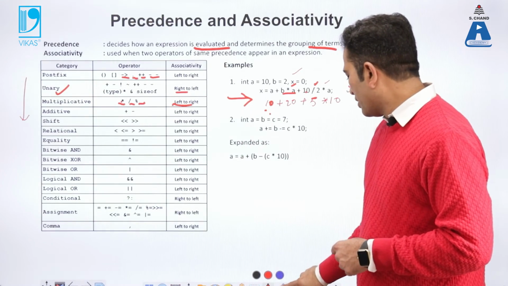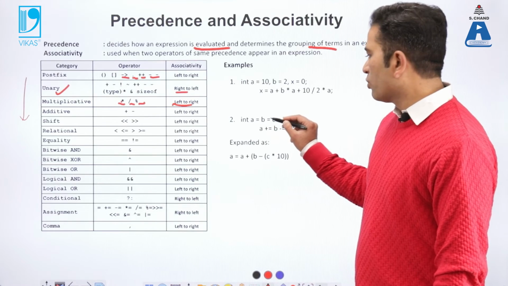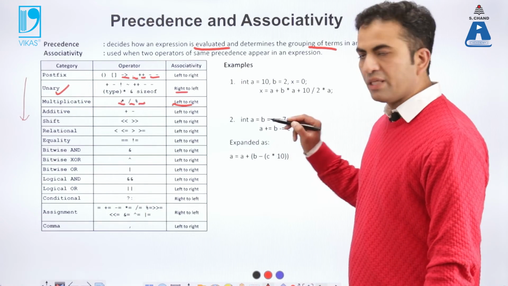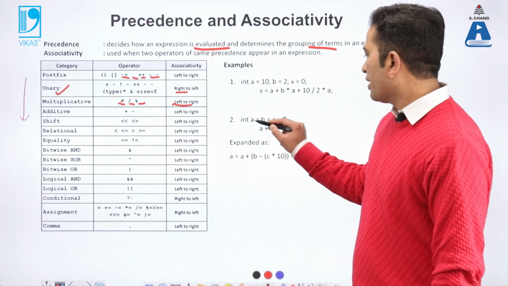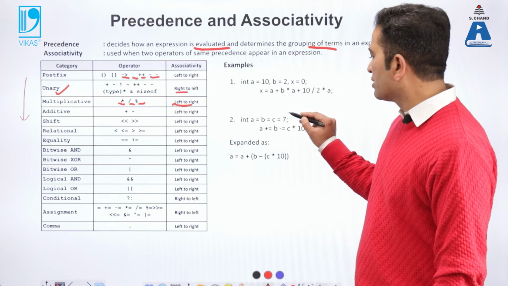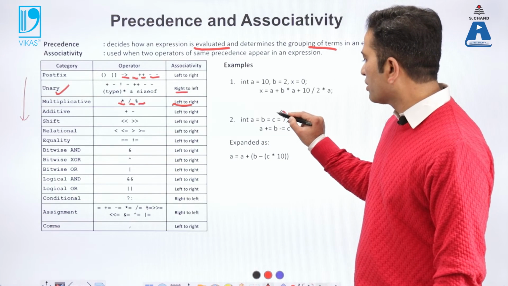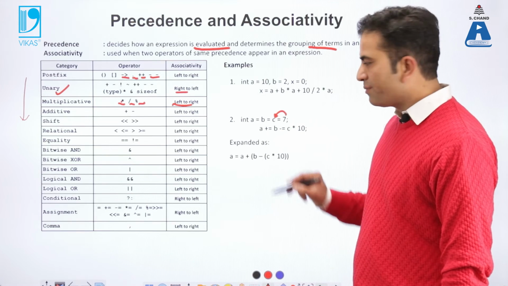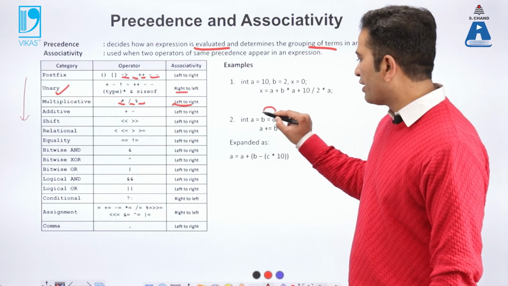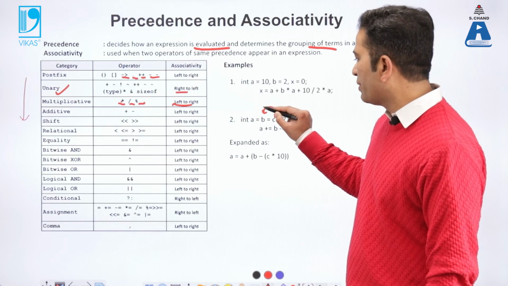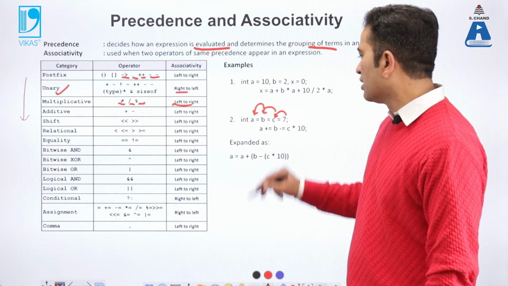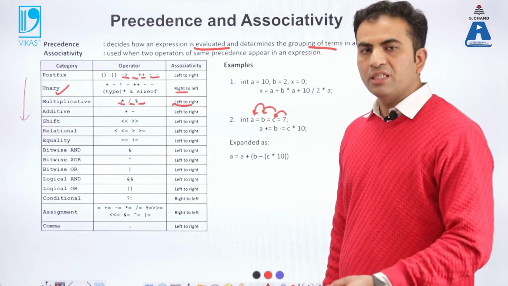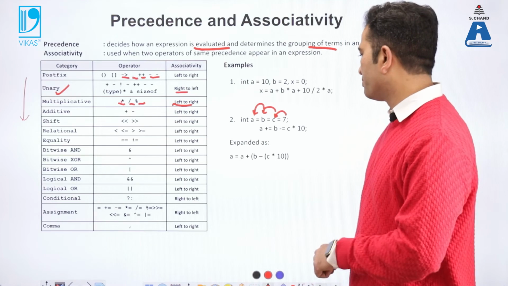The example number 2: a equal to b equal to c equal to 7. Example 2 says that a equal to b equal to c equal to 7. That means 7 is assigned to the variable c, the value of c is assigned to the variable b, and the value of b is assigned to the variable a. That means the value of a, b and c is the same, that is 7.